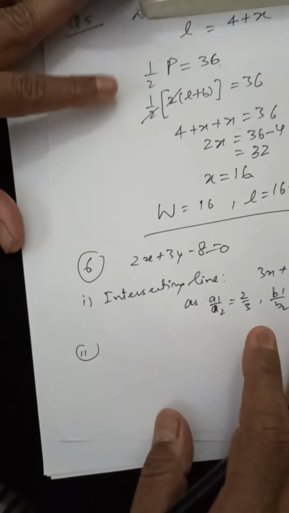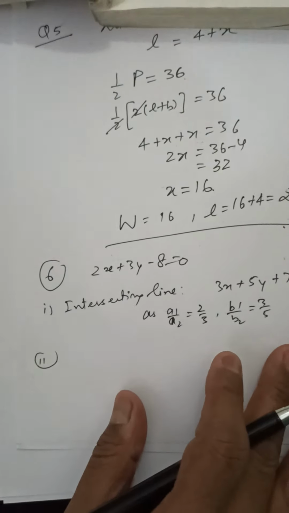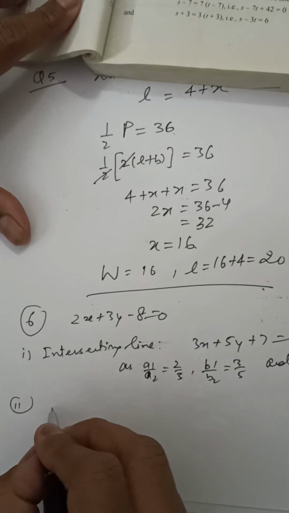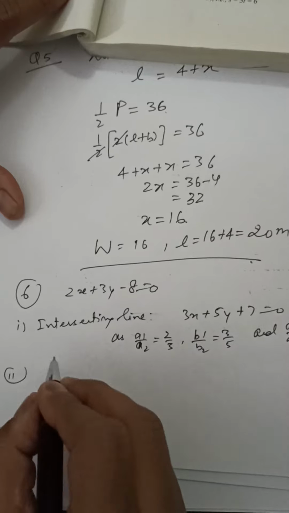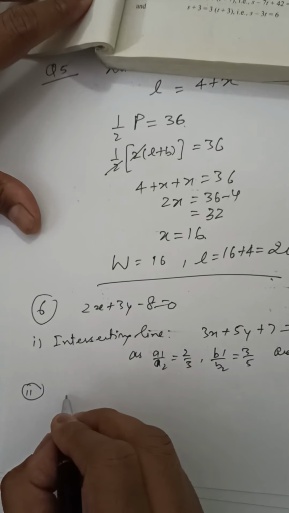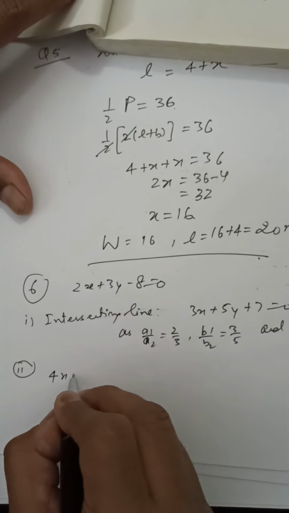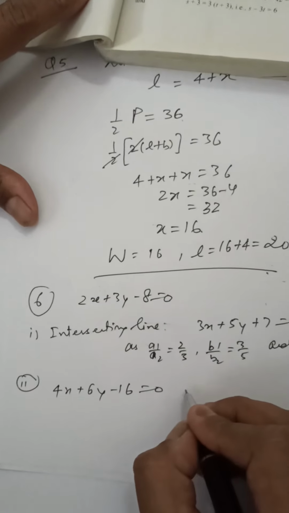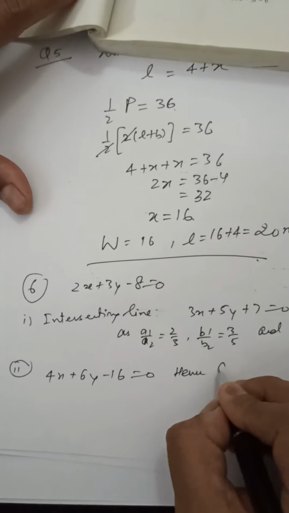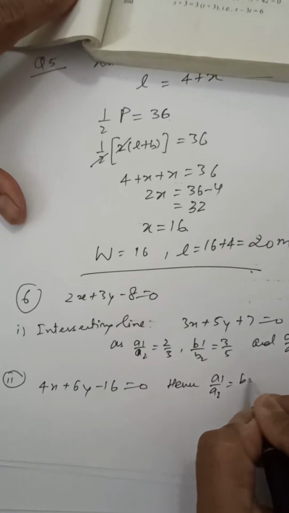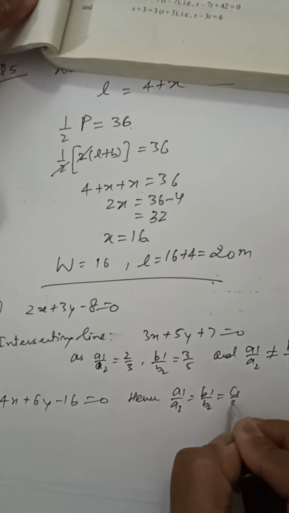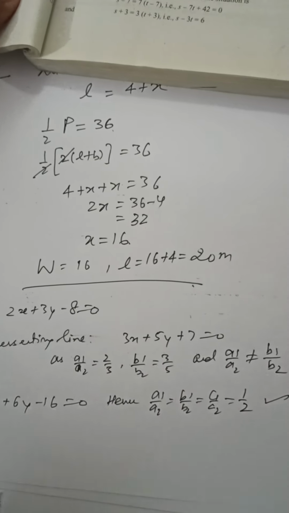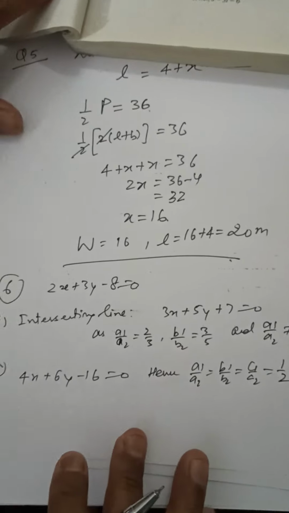For the second one, they are saying parallel lines. Parallel lines means 3 of them should be equal. So you multiply this whole equation by 2 or 3 or 4 or 5, anything. So I am multiplying by 2. So we get 4x plus 6y minus 16 is equal to 0. Hence, a1 upon a2 is equal to b1 upon b2 is equal to c1 upon c2, and all of them will be equal to 1 by 2. So they will be parallel lines.